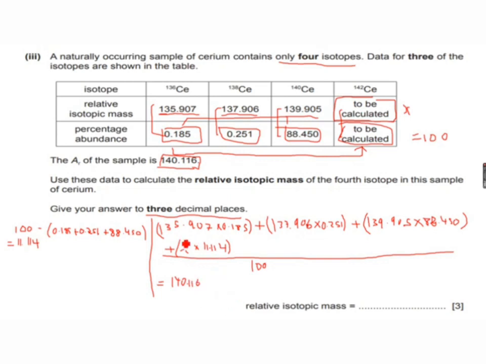So you can use your calculators and calculate this, but when I use my calculator to calculate x, then I get 141.915. So this is the isotopic mass, correct to 3 decimal places. So the relative isotopic mass of Ce-142 we have calculated as 141.915. This is how it's done. Let's do another question.